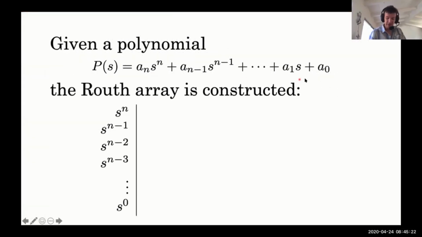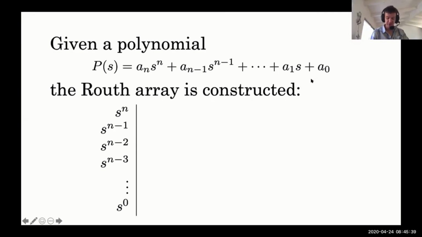Here is our generic polynomial. It's nth order. Any of the a coefficients can be 0. Any of them can be negative. For us, they're all going to be real. But technically speaking, this also works for complex coefficient polynomials. But let's not worry too much about that.